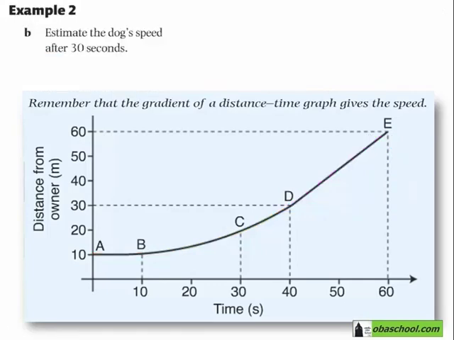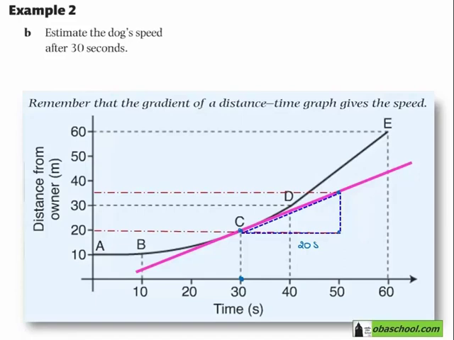In part B, we have to estimate the dog's speed after 30 seconds. After 30 seconds means at time equals 30 seconds. We have to calculate the speed at point C, so we have to find the rise and the run. We will draw a right triangle. The run is 50 minus 30, which is 20 seconds. For the rise, we have to see the distance vertically, which is between 35 and 20, so it is equal to 15 meters.